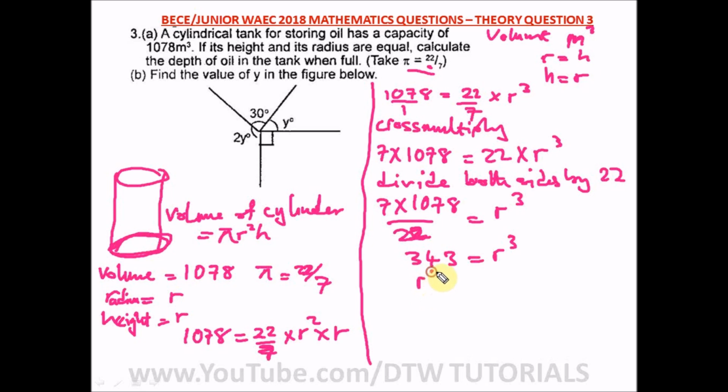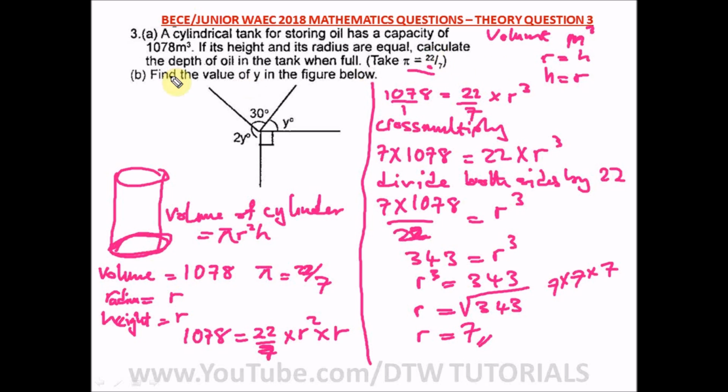This is the same thing as saying R cubed is equal to 343. To get our value of R alone, it will be the cube root of 343. And what is the cube root of 343? It is 7. We have 7 times 7, which is 49, and 49 times 7 again gives us 343. So R is equal to 7.